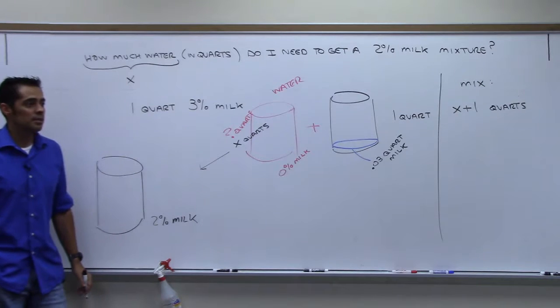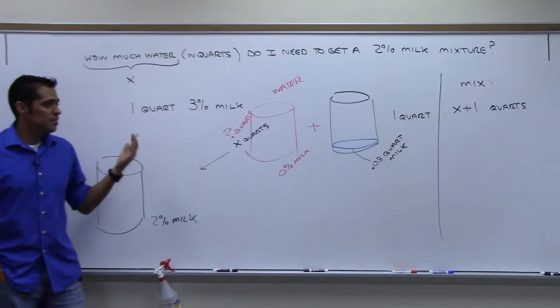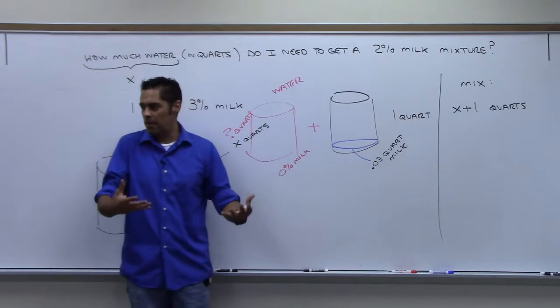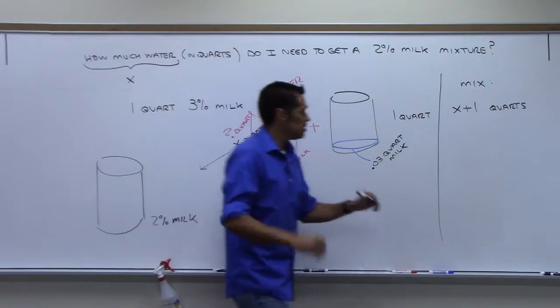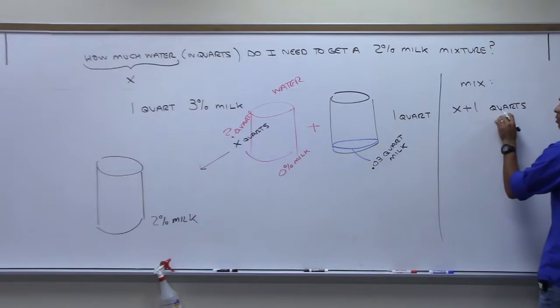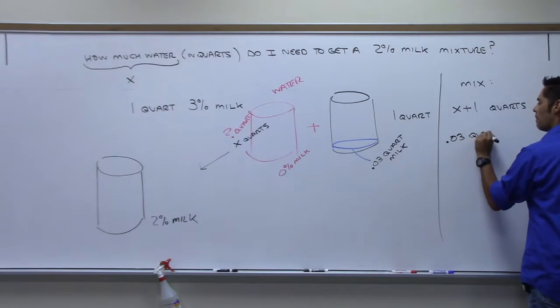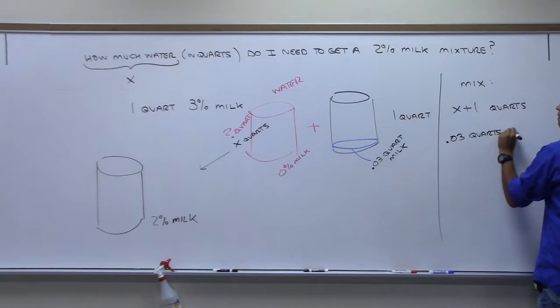How much milk? 0.03. You can't, look, you're adding water to this, right? You can't make more milk appear. So you are fixed. You've got a mixture, it's x plus 1 quarts, and it's 0.03 quarts of milk.